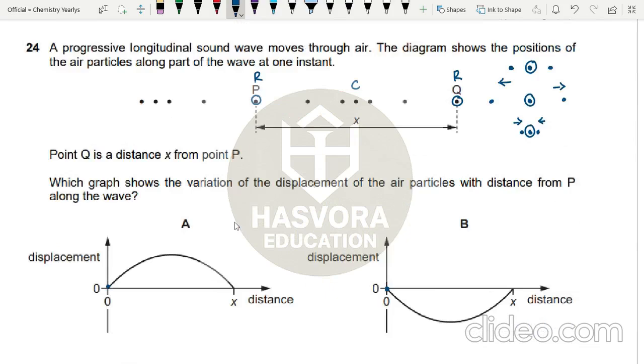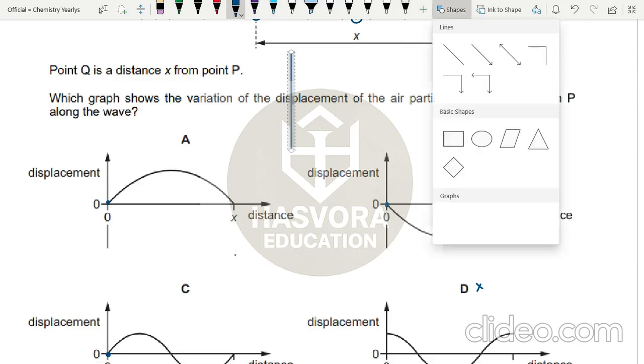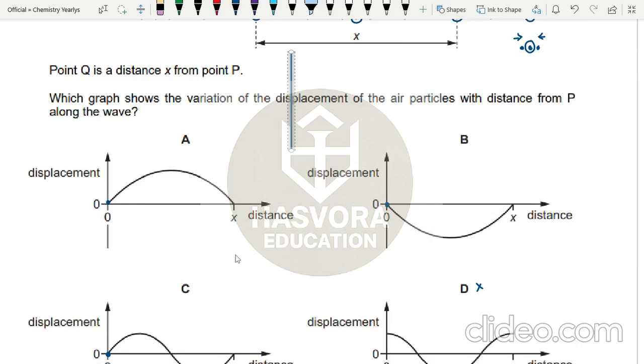Now what happens when there is the compression? This particle doesn't move, and this will have a negative displacement. So the line of the graph will move below, into the negative axis. Let me make the graph first. So I will make a graph here like this. For example, this is the graph. First of all, it has no movement, it is stationary.